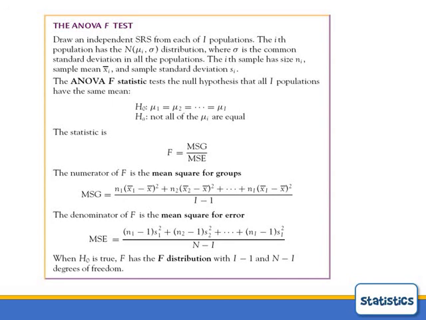And our test statistic is this big fraction, F, which is your mean square groups over your mean square error. And we have those big formulas. The one on top is sort of a weighted average of how far the group means are from the grand mean. And the one on the bottom is a weighted average of the standard deviations. And when H sub 0 is true, you have an F distribution with I minus 1, number of groups minus 1, and capital N minus I, total sample size minus the number of groups, for your degrees of freedom.